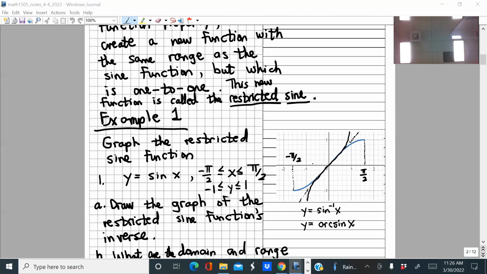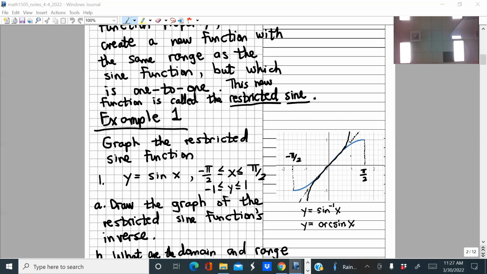And for that little domain, from minus pi over 2 to pi over 2, the restricted sine function does have an inverse. It is 1-to-1, because notice it's always increasing. This part of the sine curve is always increasing, so you don't have any repeated y values. So this curve will have an inverse.